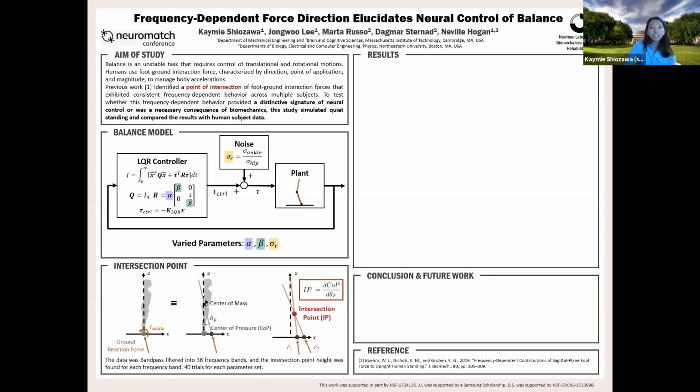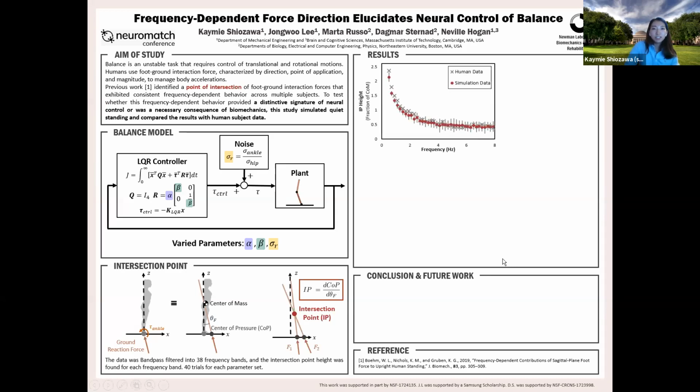With a little bit of math, the intersection point relates to the center of mass, center of pressure, and the orientation of the ground reaction force in this way. The center of pressure and theta f were bandpass filtered into 38 frequency bands to find the intersection point at each band. 40 trials for each varied parameter were run to allow for statistical analysis of the results. This is the simulation data that best replicated the human subject data, overlaid on top of the human data.